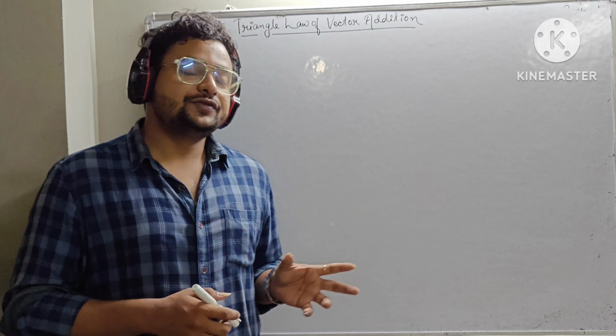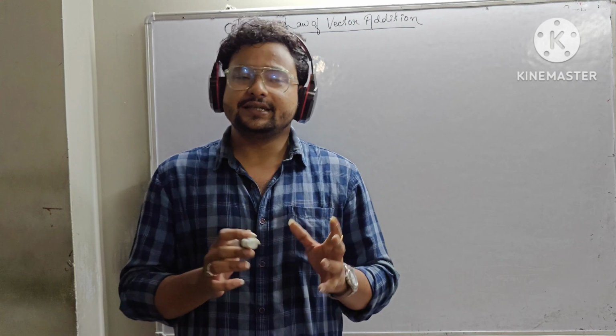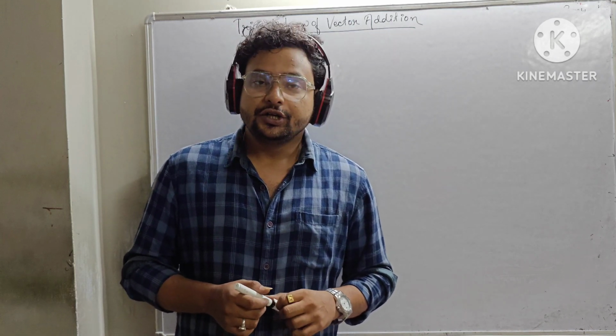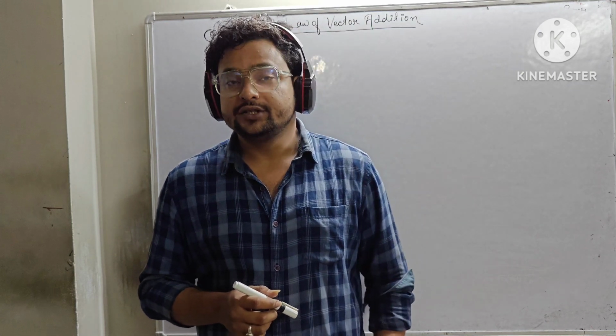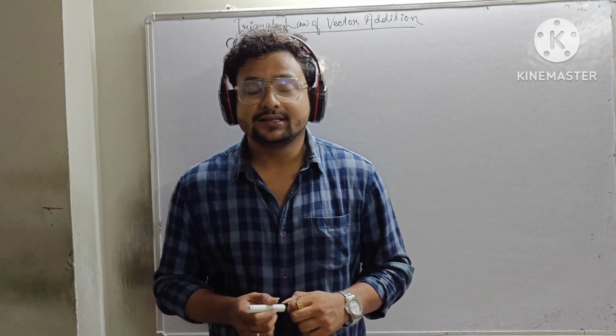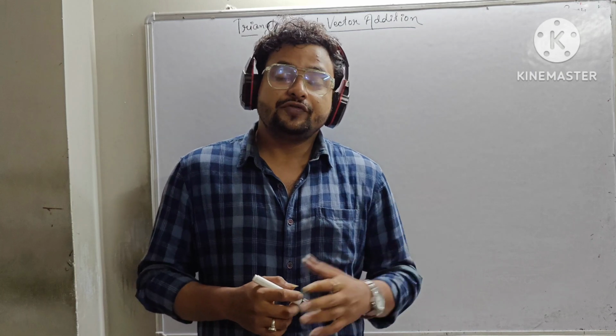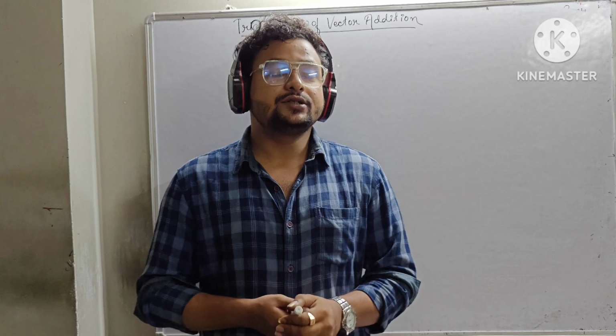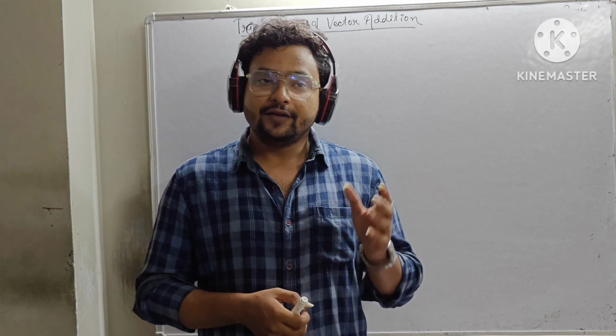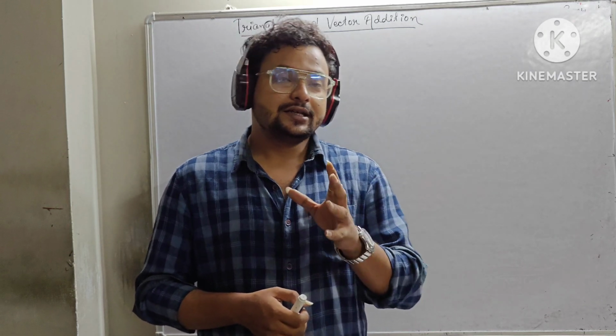Those who are seeing this video, I hope you have a very basic idea about what vectors are. Vectors are certain physical quantities which have magnitude as well as direction. The opposite of vectors are scalar quantities. What are scalar quantities? Scalar quantities only have magnitude, and vectors have magnitude as well as direction.